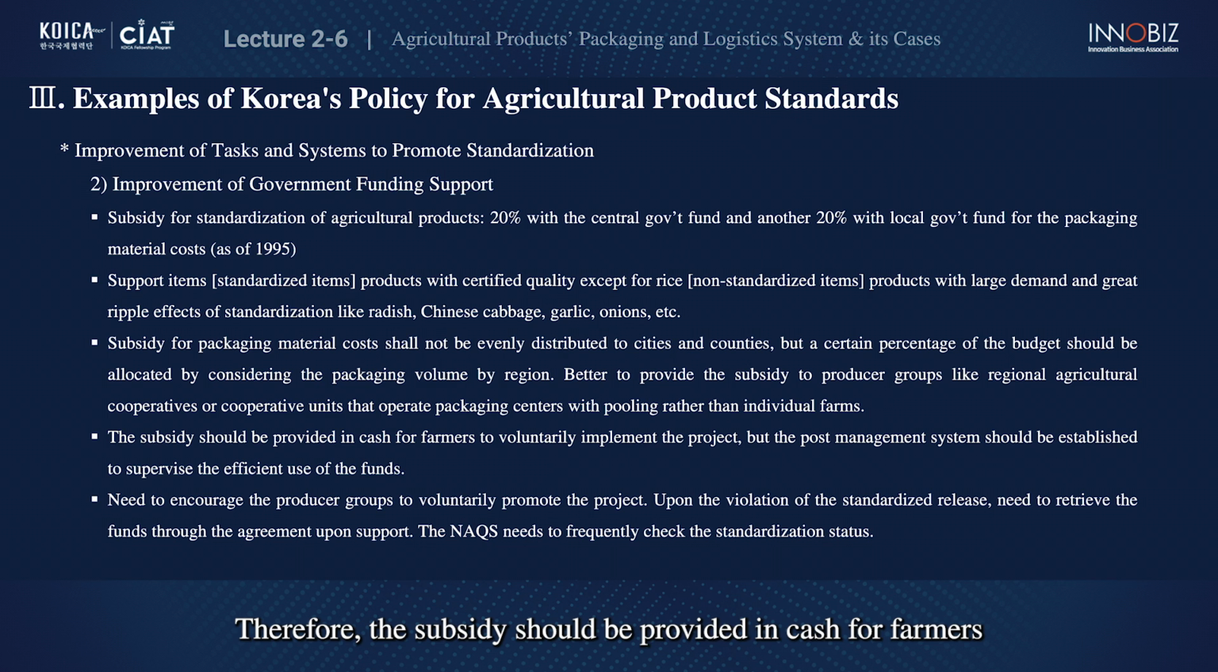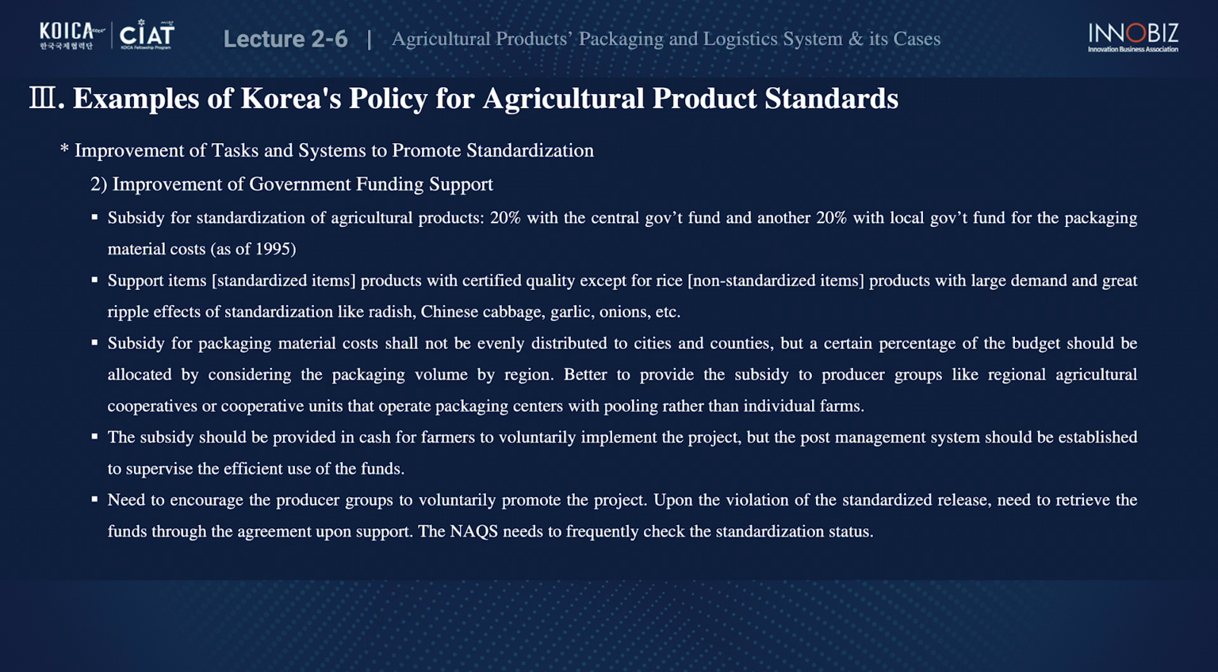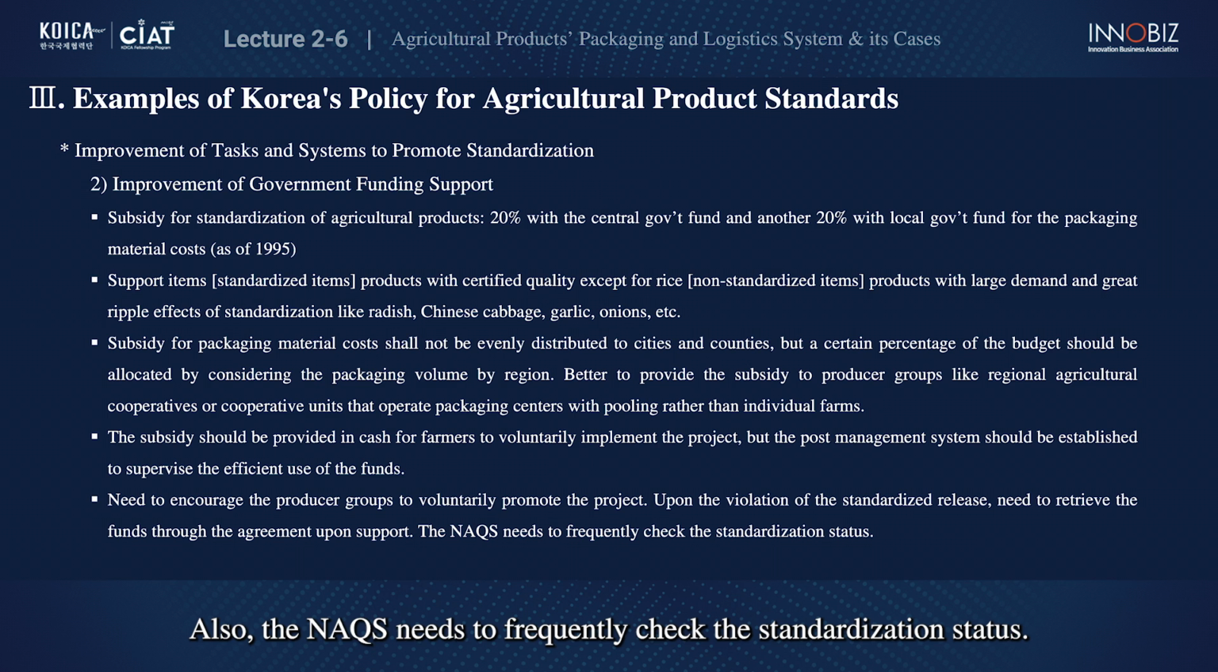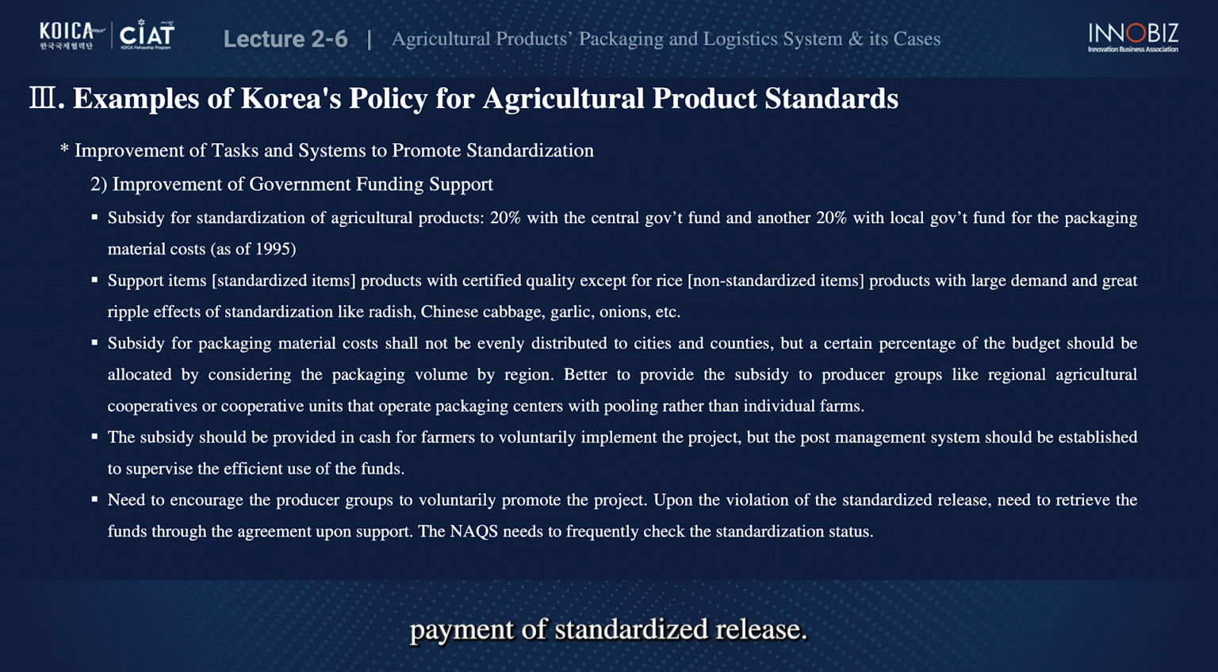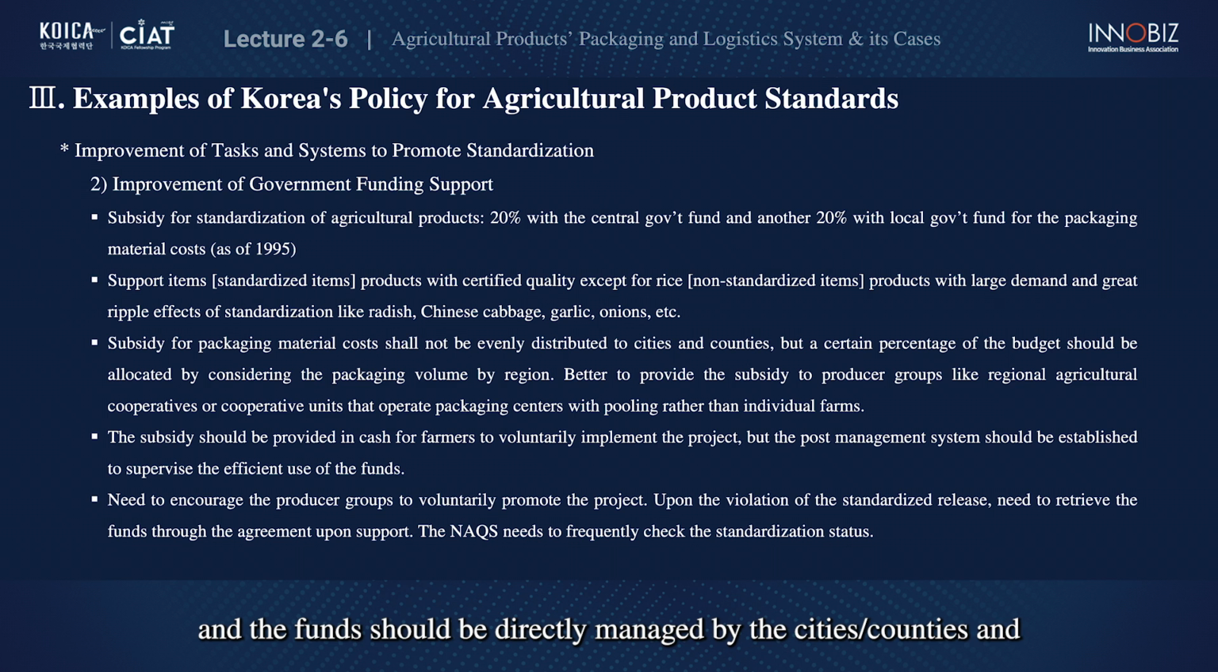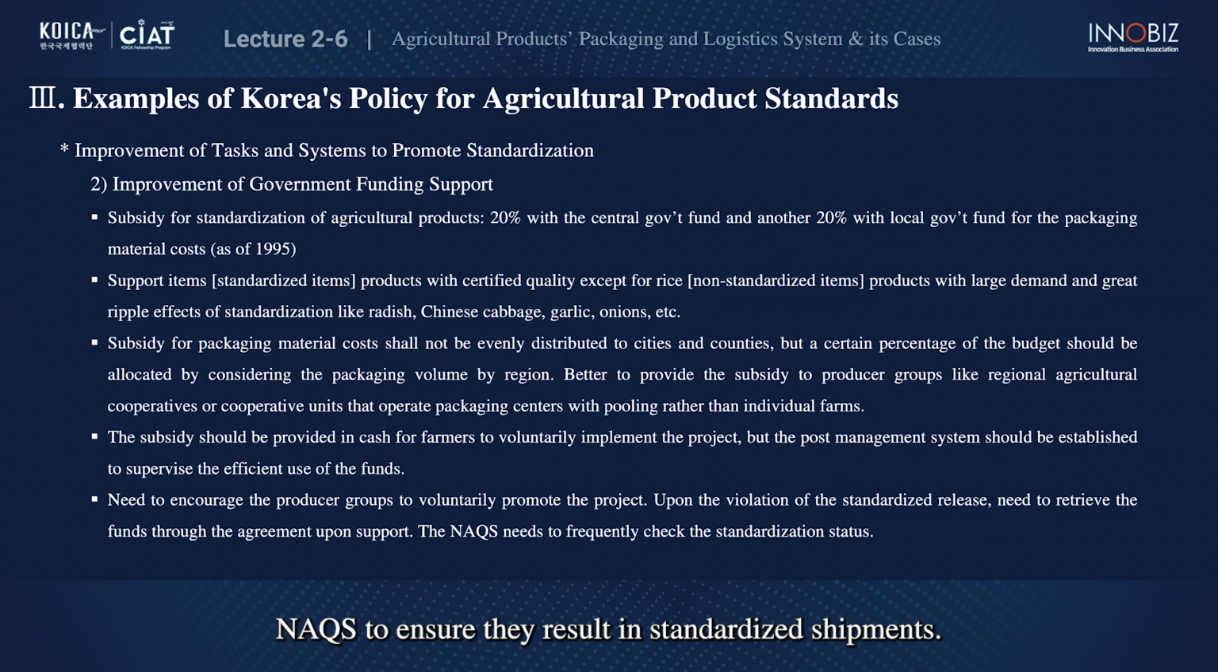Therefore, the subsidy should be provided in cash for farmers to voluntarily implement the project, but the post-management system should be established to supervise the efficient use of the funds. That is, you need to encourage the producer groups to voluntarily promote the project. Upon the violation of the standardized release, you need to retrieve the funds through the agreement upon support. Also, the NAQS needs to frequently check the standardization status. The same should be applied to the support for advance payment of standardized release. The funds should be directly managed by the cities, counties, and NAQS to ensure they result in standardized shipments.